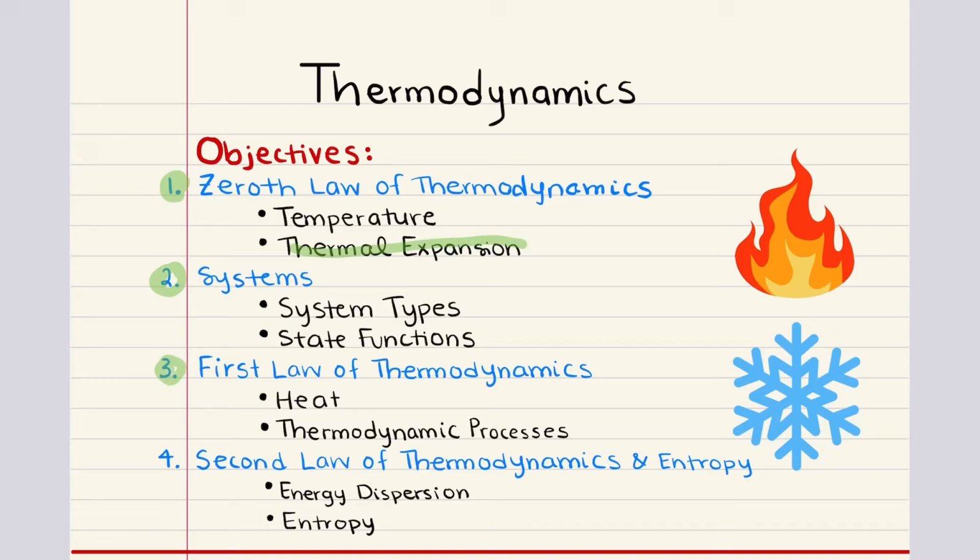In the third objective, we're going to tackle the first law of thermodynamics, focusing on heat transfer and energy transformation. We're also going to look at the different types of thermodynamic processes, such as isothermal, isobaric, isochoric, and adiabatic processes, to see how systems behave under varying conditions. Then finally, we'll end the chapter by discussing the second law of thermodynamics. In doing so, we're going to explore the concept of entropy, and we're also going to take a closer look at how energy disperses within a system.